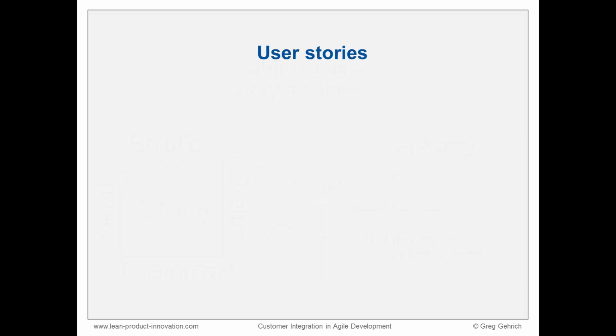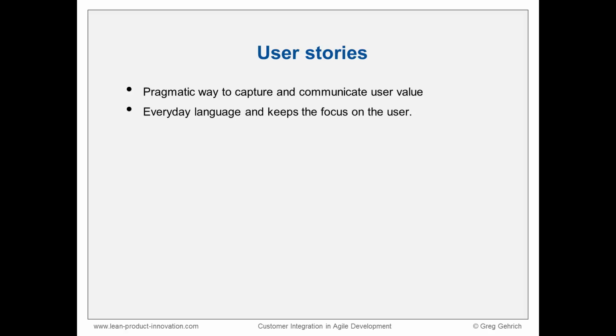In an agile development environment, user stories describe the product solutions. Like other agile practices, user stories are a common sense and pragmatic way to capture functionality. It uses everyday language to facilitate a conversation with the team and customers while keeping the focus on the user.